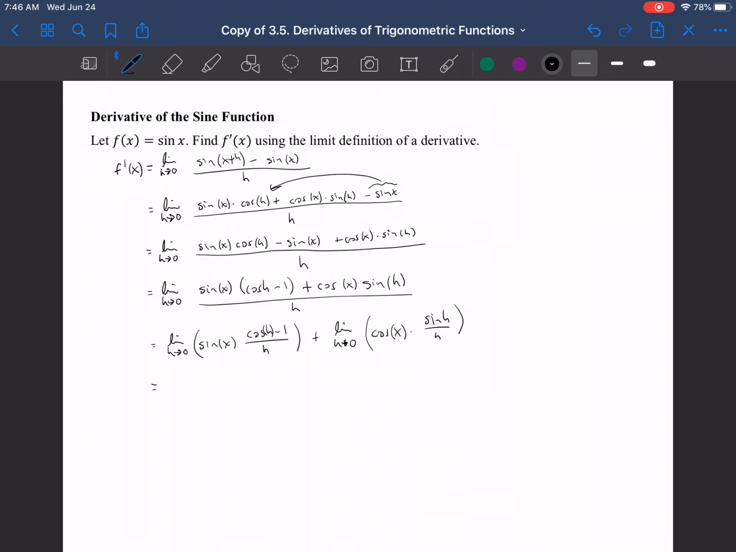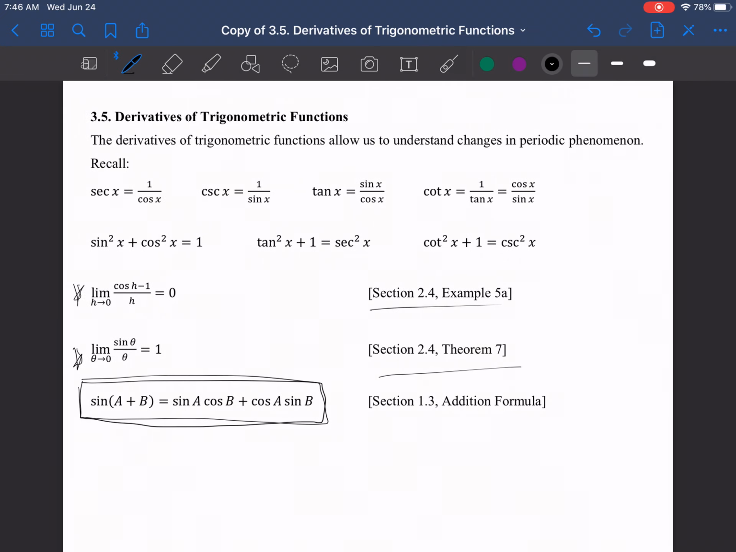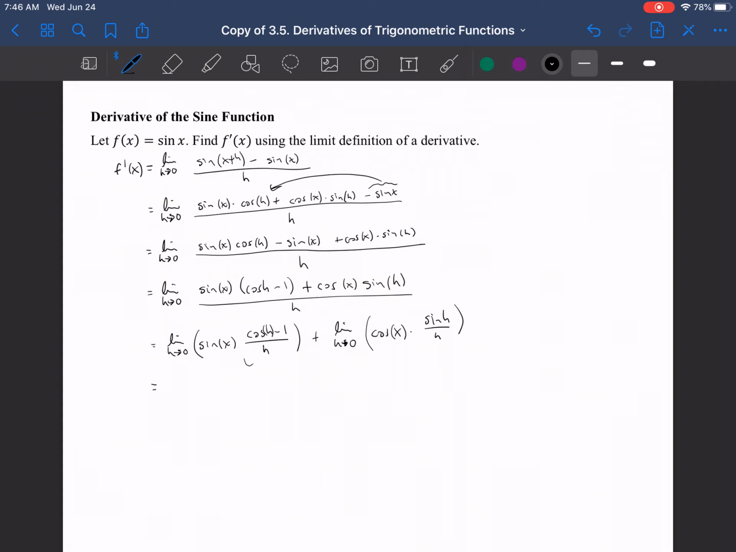Now we're taking the limit as h goes to 0, and if we look on the previous page, the limit as h goes to 0 of cosine of h minus 1 over h is 0. This sine of x is just a constant as far as h is concerned, so we can bring it out front and not even actually do it. So we're actually taking the limit just of that part that has h in it. And so this goes to 0, which means this whole thing goes to 0.